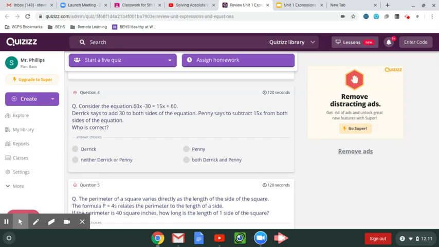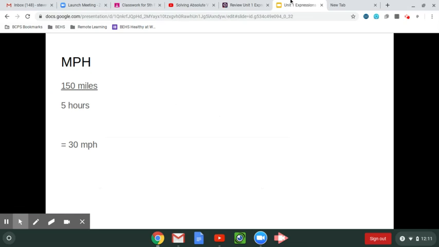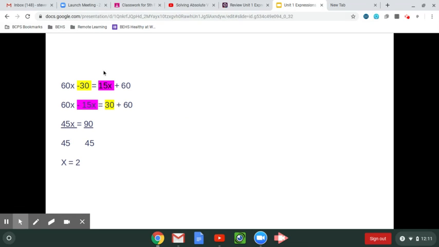Who is correct? Now, if I work this out the way I taught you guys, you would take the positive 15x and move it over with the 60x and make it negative 15x. And then you would take the negative 30 and flip it to the other side and make it a positive 30. From here, we can combine like terms and get 45x equals 90. And when we divide each side by 45, we will get 2. Well, that's how you solve it.